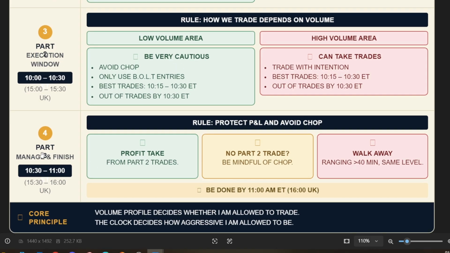Now going into 10:30 to 11, the last half hour. This is now chunk 3, or technically chunk 4 of the session if you include the pre-market plan. It's very important you take profits, especially in choppy market conditions or low volume conditions. If you still haven't taken a trade between 10 and 10:30, it often means you're inside of a chop and you want to be very mindful. And if you can clearly see a range for more than 40 minutes at the same level, especially, you have to walk away. Therefore, by 11 a.m., you've either taken a winning trade or you've walked away from potential losing trades due to a chop. That makes a lot of sense.